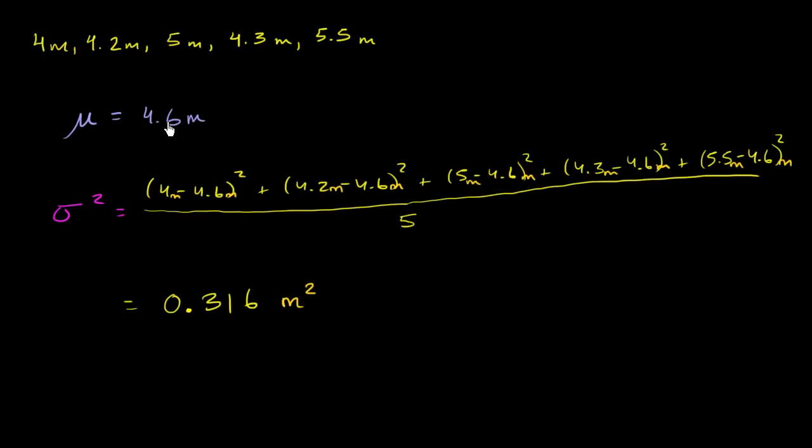So what could we do? A big hint comes out of even the notation for variance. It's this sigma symbol squared. So why don't we just take the square root of it? Why don't we just take the square root of our variance, which we will denote with just a sigma? Makes a lot of sense. And in this case, it's going to be the square root of 0.316. And then what are the units going to be? It's going to be just meters.